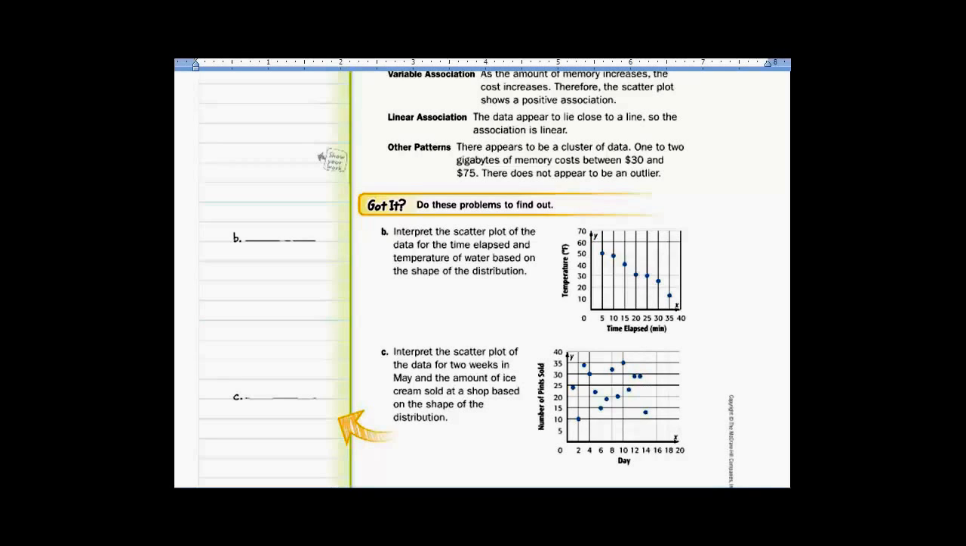Looking at C, if they are all over the place, then that would be no association. If there's no association, it's all just kind of evenly here, there, and everywhere. There are going to be no outliers, no clusters. Okay. Moving on.